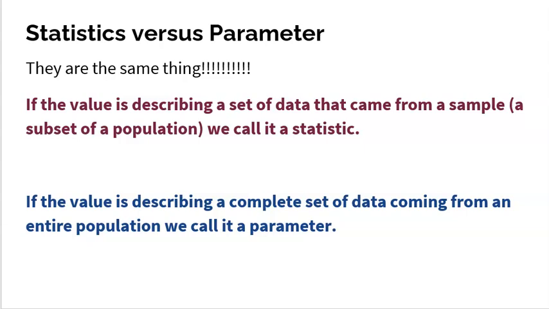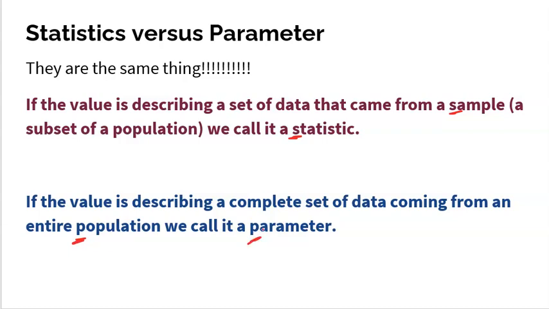However, if the value is describing a set of data that came from a sample, which is a subset of a population, we call that a statistic. It's actually really easy to remember. S for sample, S for statistic. So if it came from a sample and it describes that sample, it's a statistic. If the value is describing a complete set of data coming from the entire population, we call that value a parameter. So again, pretty easy to remember. If it came from a population, it's called a parameter.